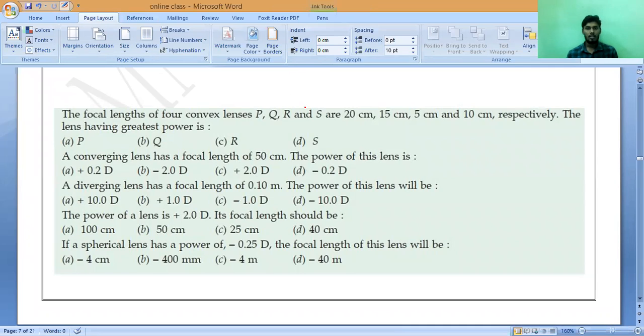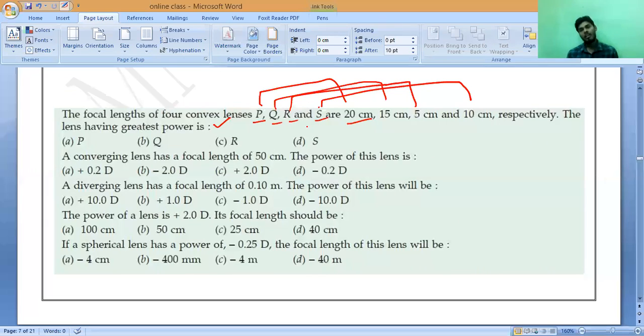Arya, Dena, what is this? 4 lenses P, Q, R, S. One is 20 centimeter. P is equal to 20. Option A, sir. P, sir. Which has the greatest power? What is the relationship between them?